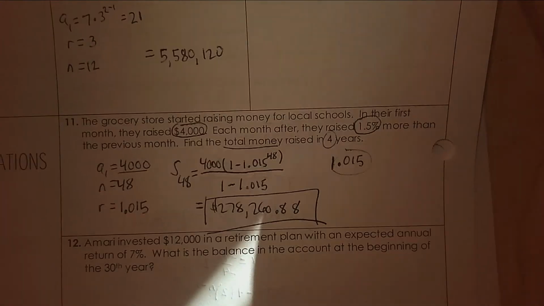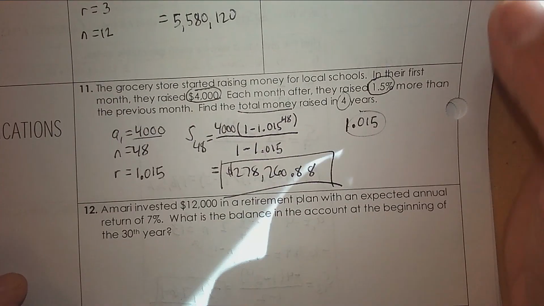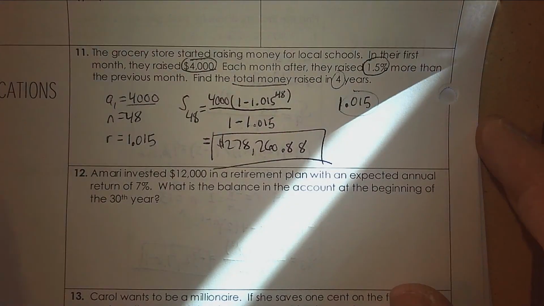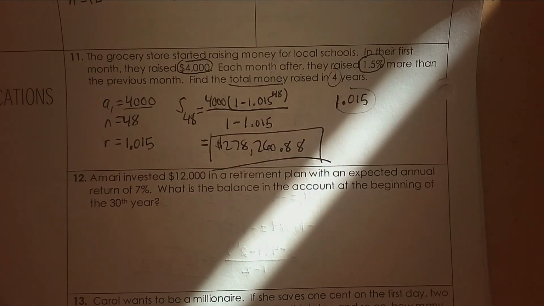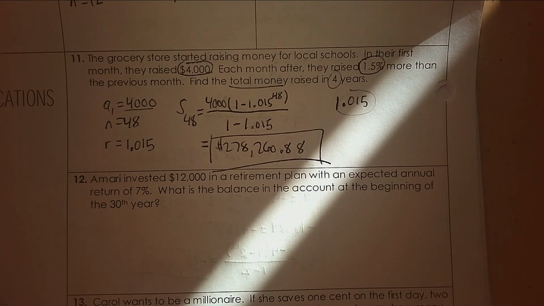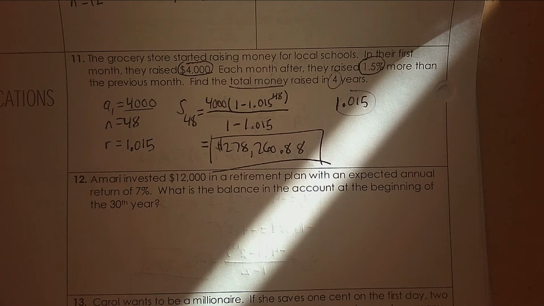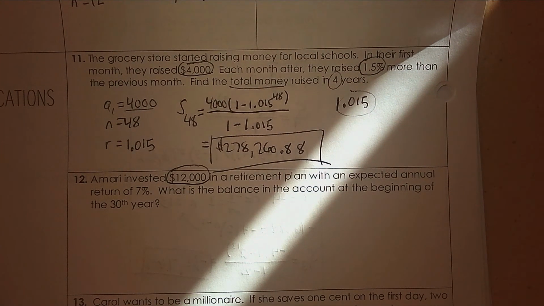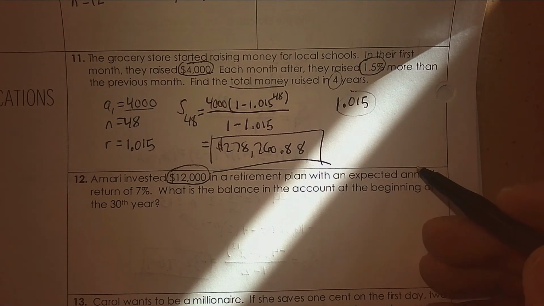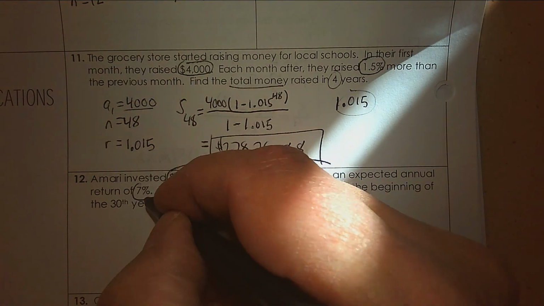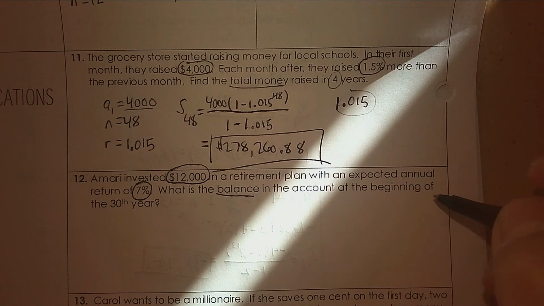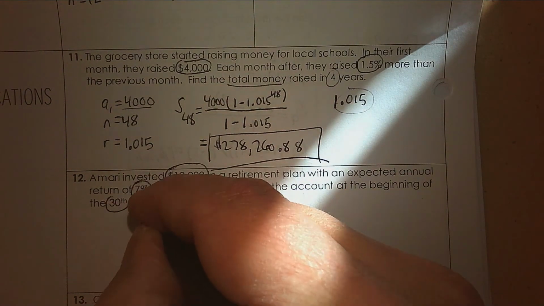Read number 12. In number 12, Amari invested $12,000 in a retirement plan with an expected annual return of 7%. What is the balance in the account at the beginning of the 30th year?